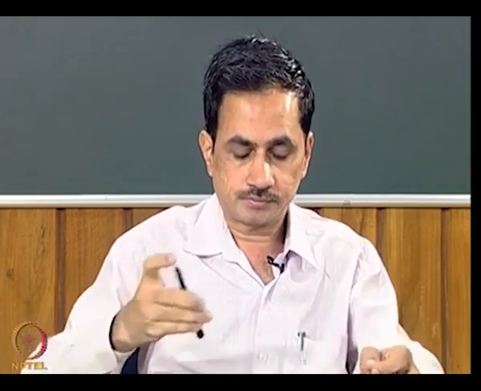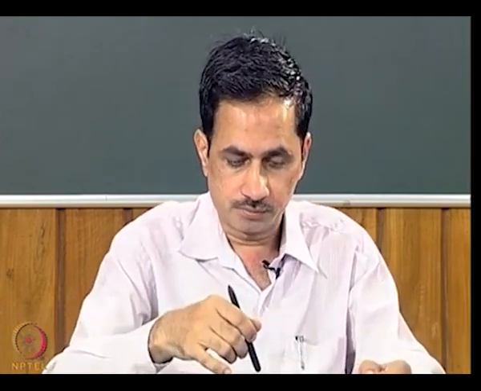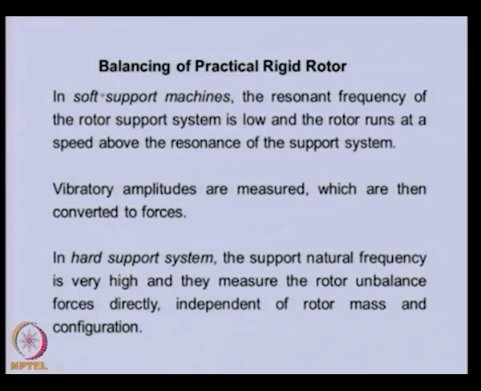In this we have two types of machines. One is the soft support machine. The resonance frequency of the rotor system is low because the support is soft, and the rotor runs at a speed above the resonance of the support system. In this particular case, generally we measure the vibration amplitude and then we convert that into the force.